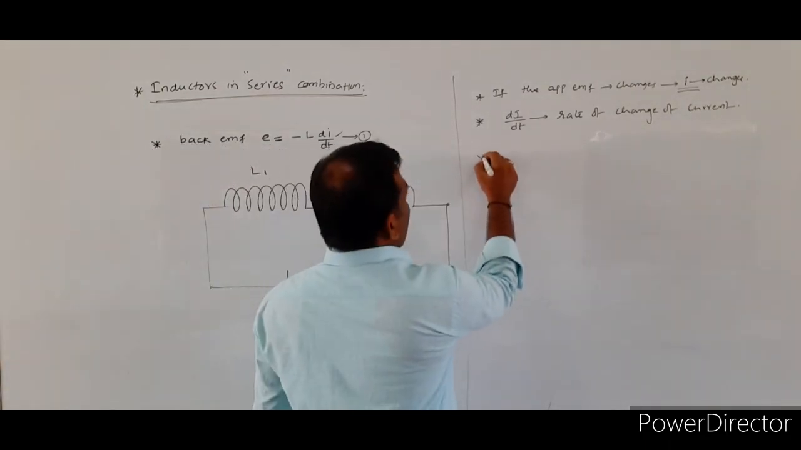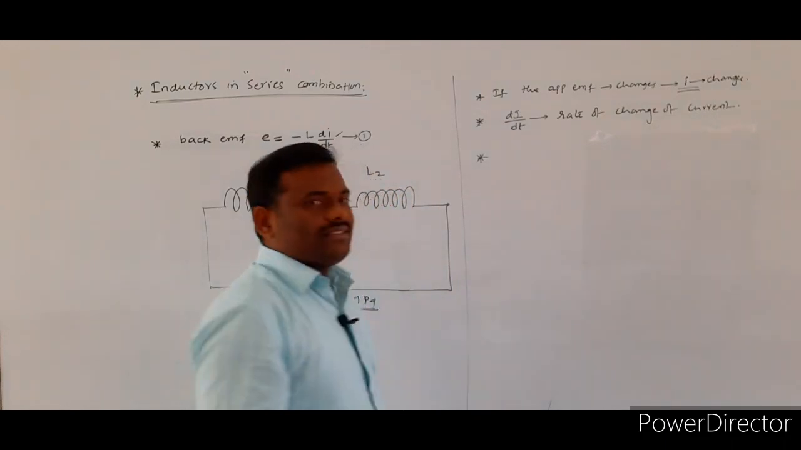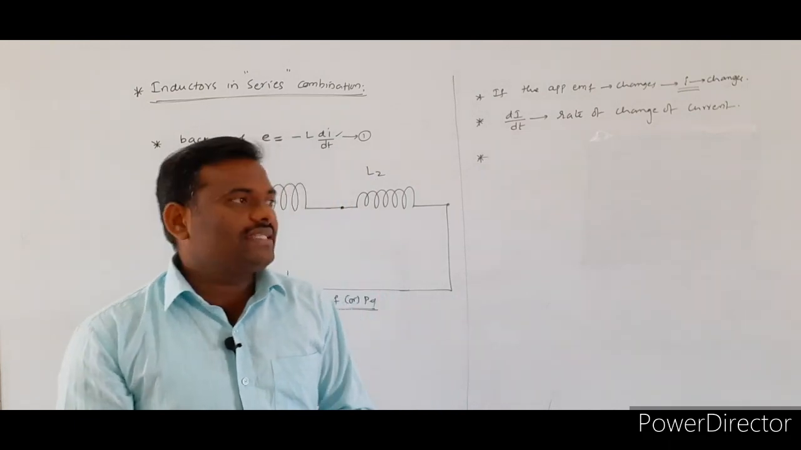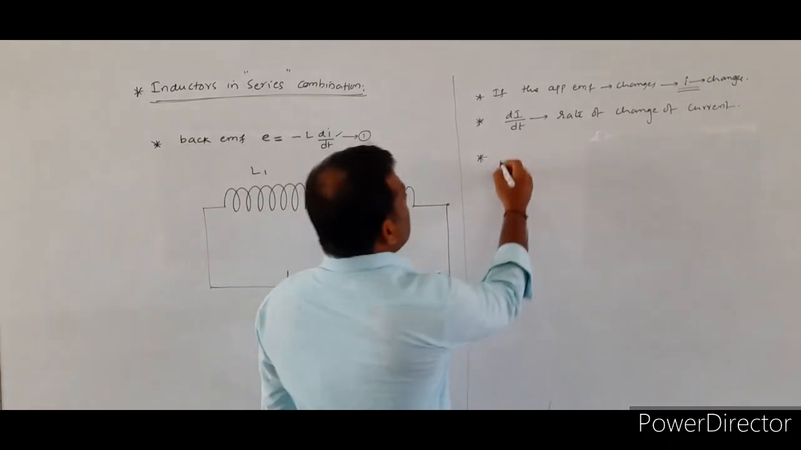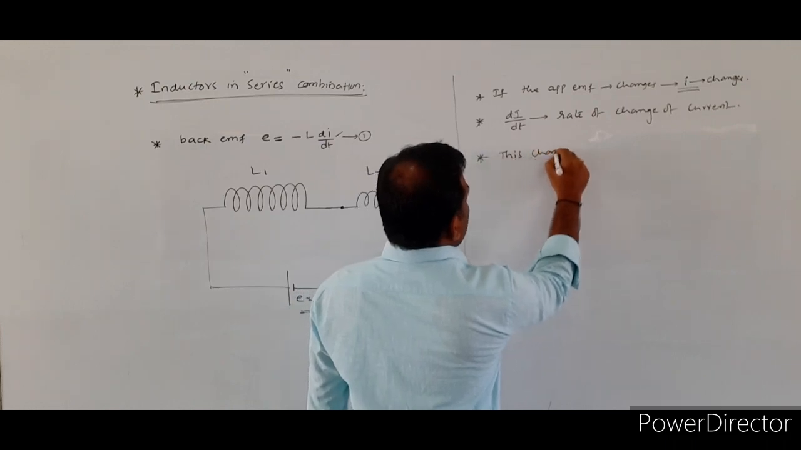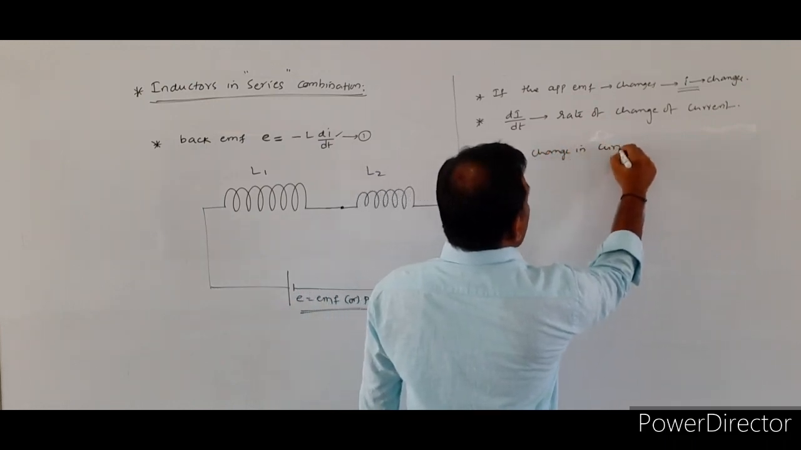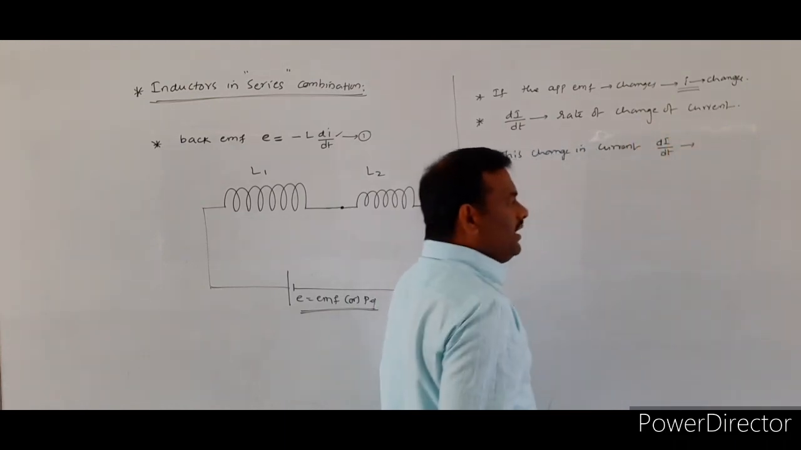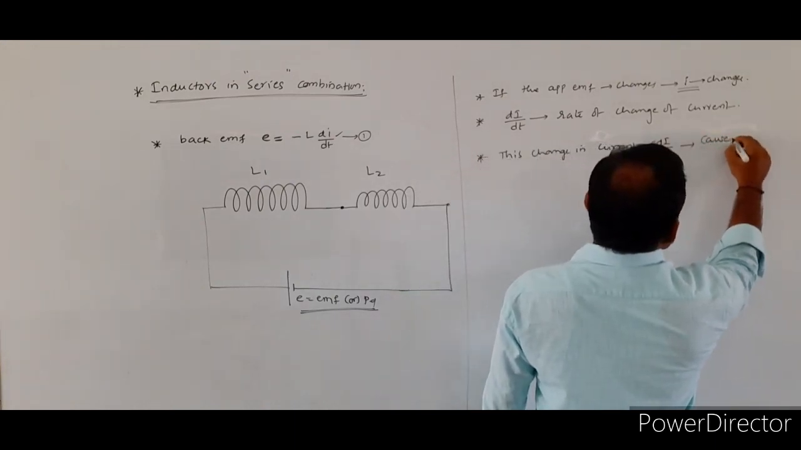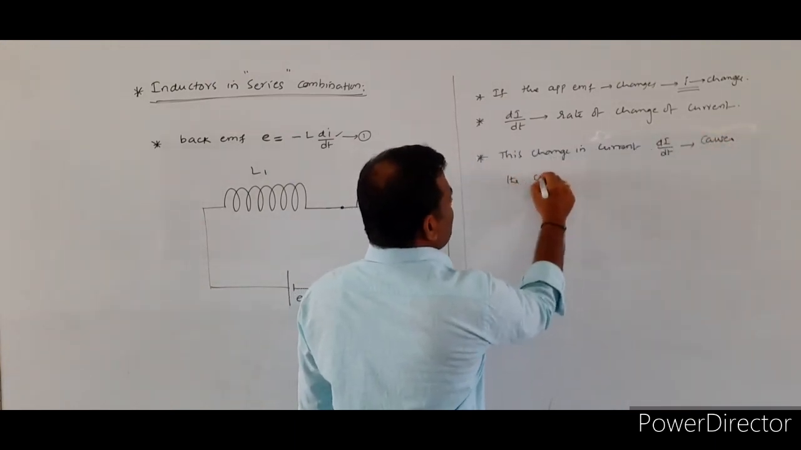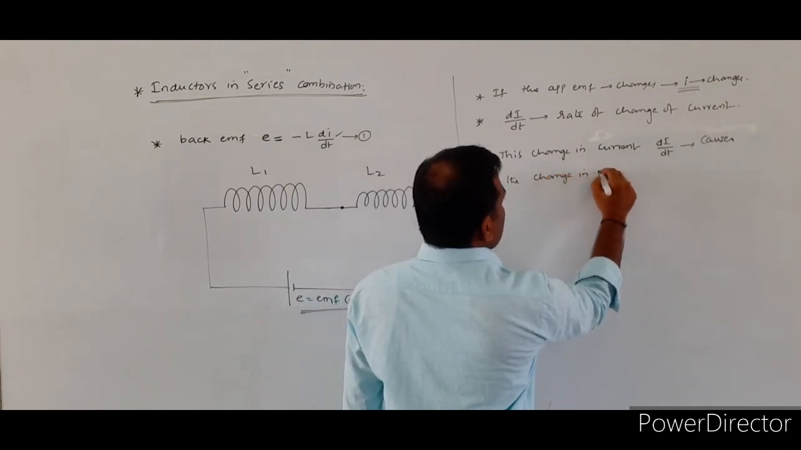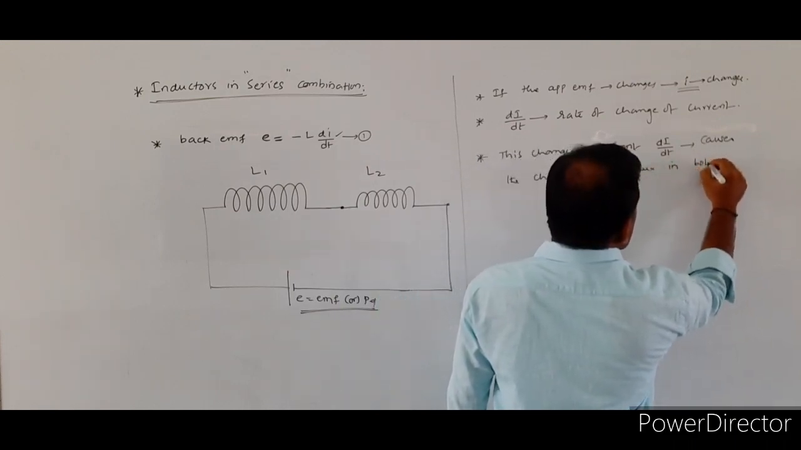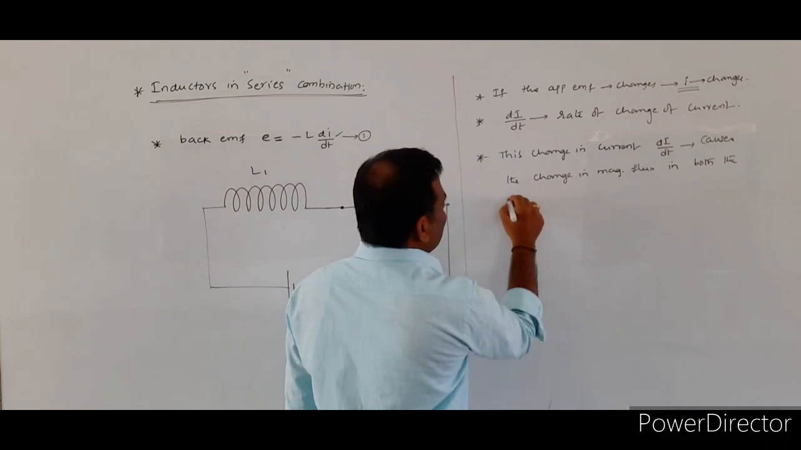Whenever there is a change in electrical current, there is also a change in magnetic flux. So what does the change in electrical current, di by dt, cause? It causes a change in magnetic flux in both the solenoids, or both the inductor coils.